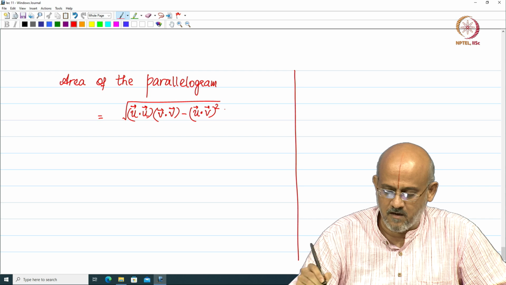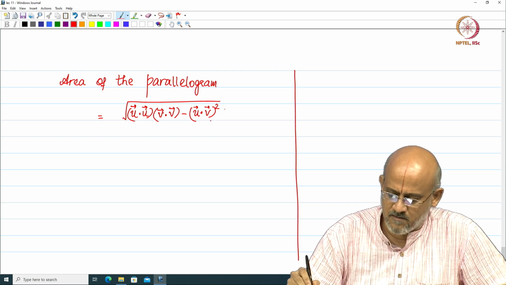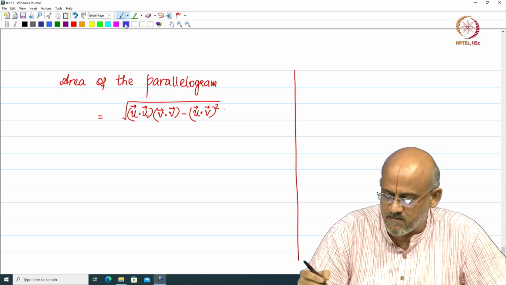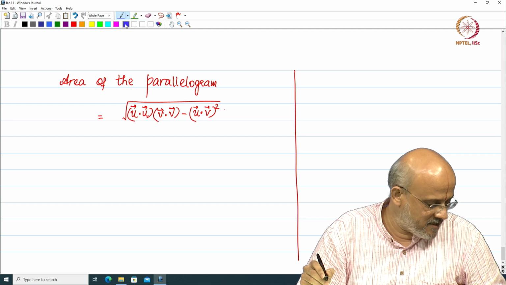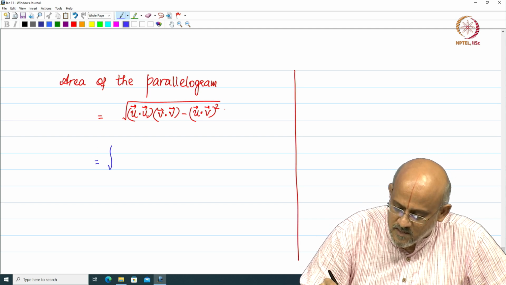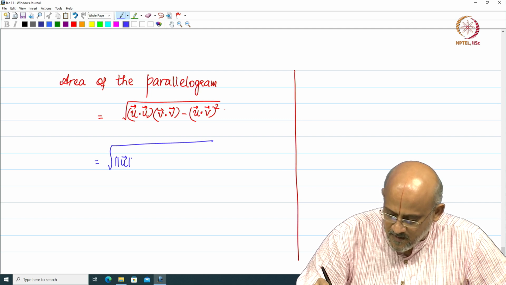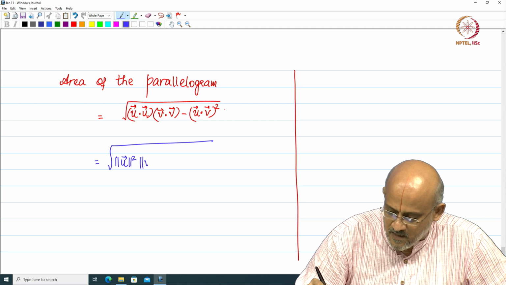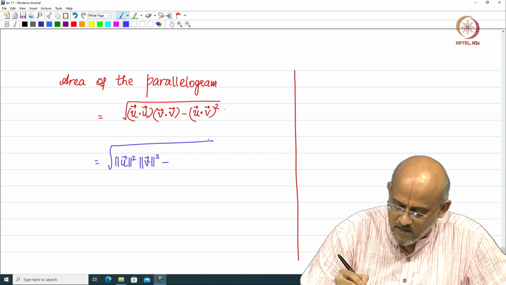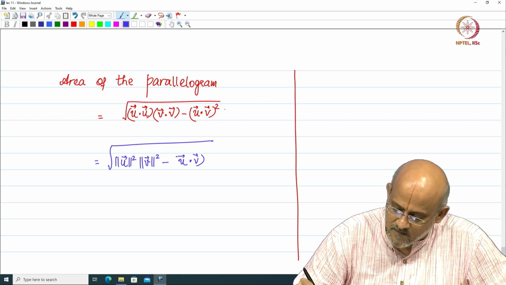Is that okay? Now, we are going to look at something very interesting from here. Another way to interpret this, we just walk the extra mile here, and we are going to figure out something interesting. What is u dot u? It is nothing but the squared length of the vector u, and then the squared length of the vector v minus u dot v the whole square.